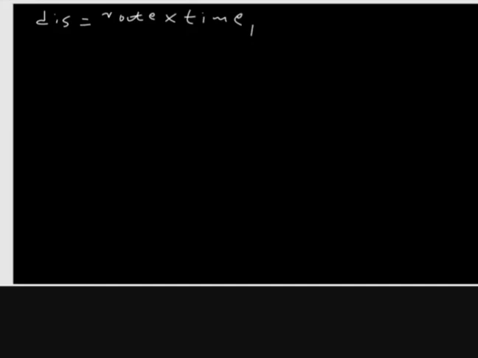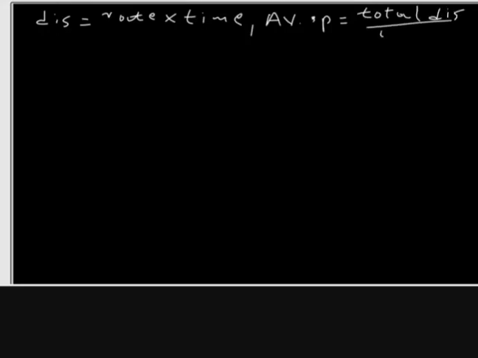Then the average speed. Average speed is equal to the total distance all over the total time. Total distance all over the total time, that's the average speed.